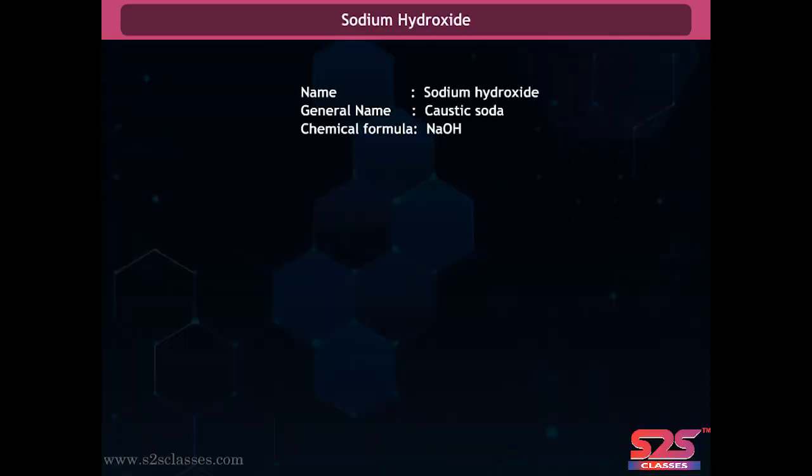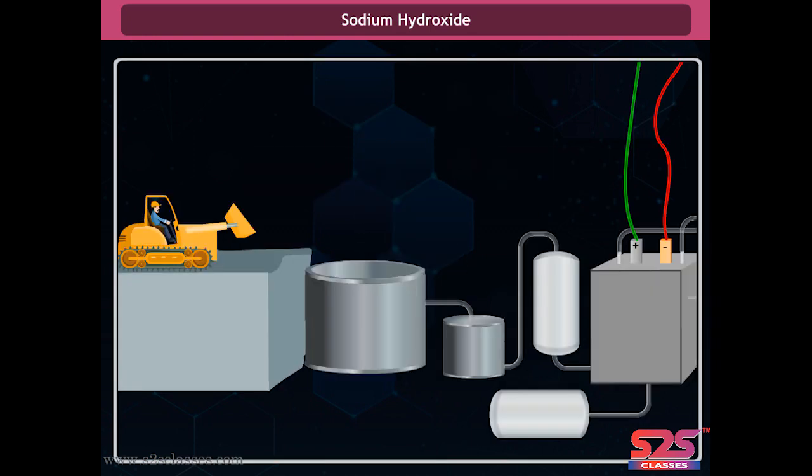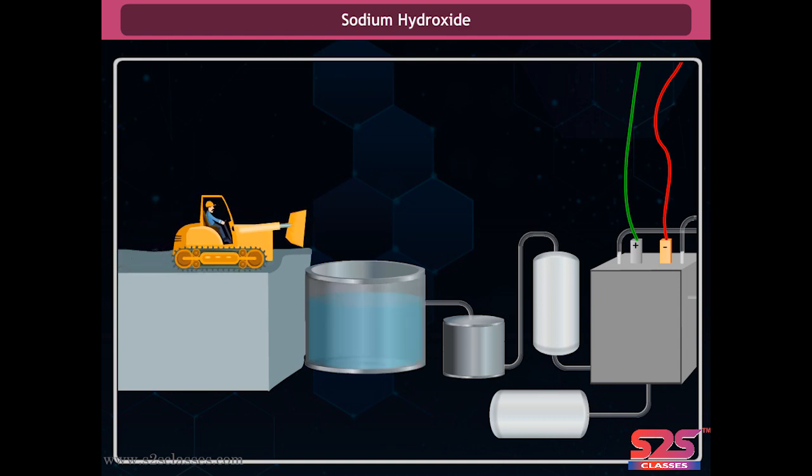Sodium hydroxide. Sodium hydroxide is commonly called caustic soda because of its corrosive action on animal and vegetable tissues. A large quantity of sodium hydroxide is prepared by the electrolytic process called the chlor-alkali process. In this method, salt gets dissolved in water as shown here. This solution is called the brine solution.